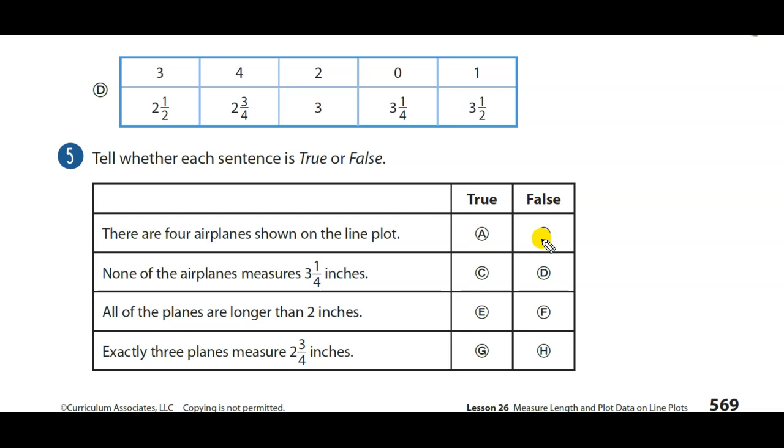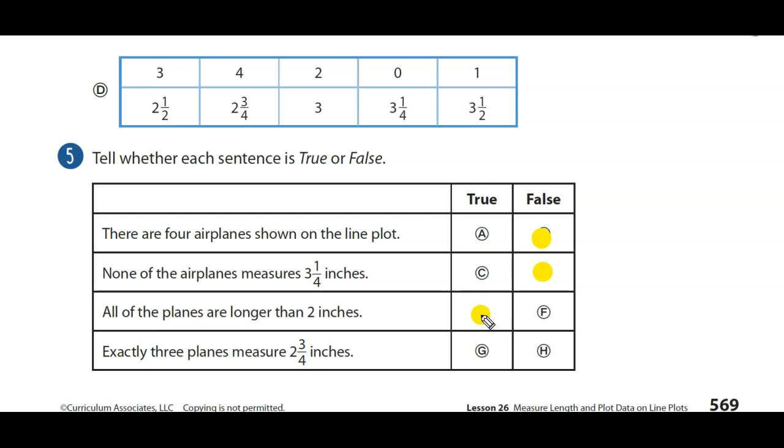Okay? None of the airplanes measure 3/4. Do we have any X's above 3/4? No, because we don't even have 3/4 on the number line. That's also false. All of the planes are longer than 2 inches. Are they all longer than 2 inches? Yes, the first one's 2 1/2. That's longer than 2 inches. That's true.